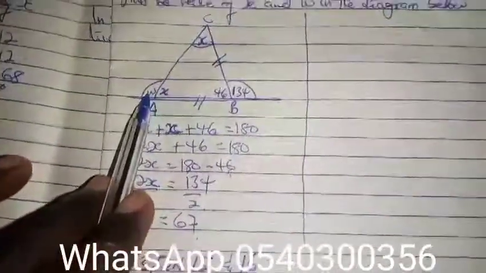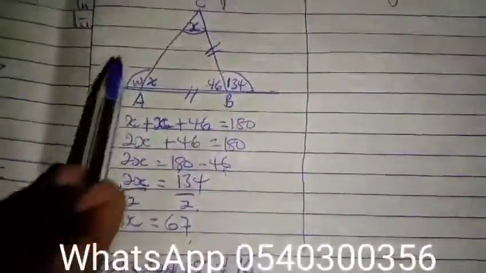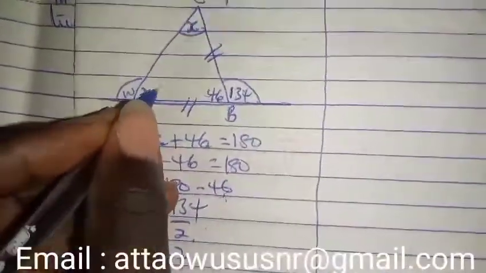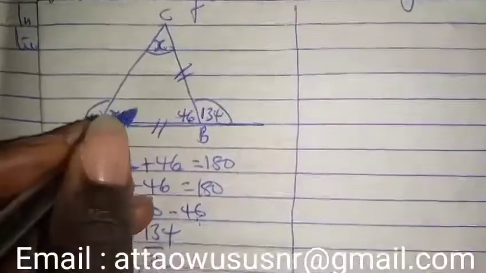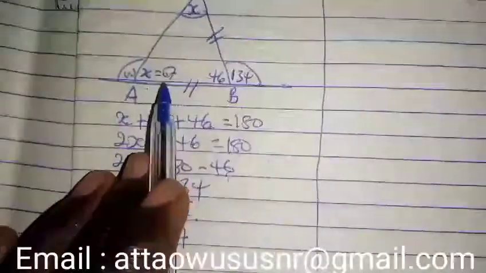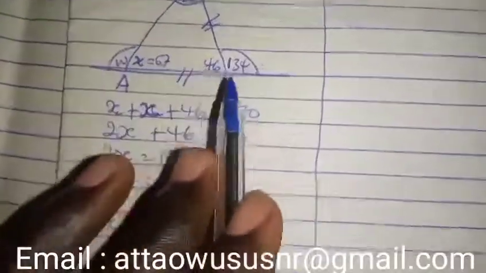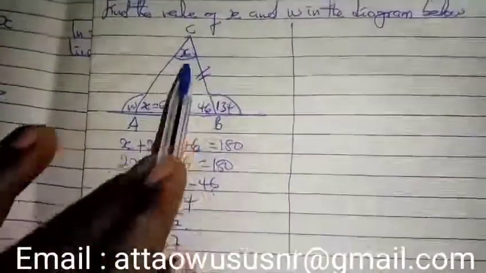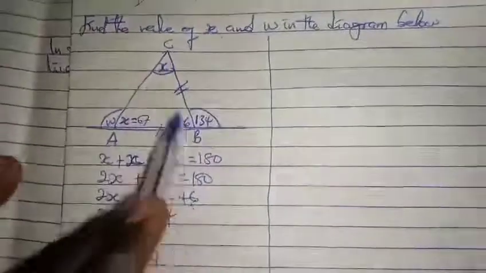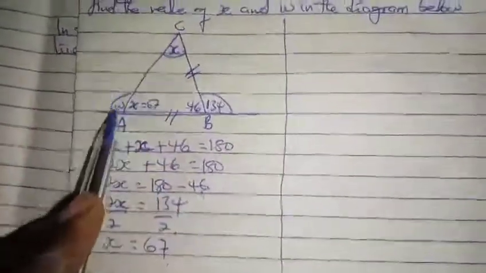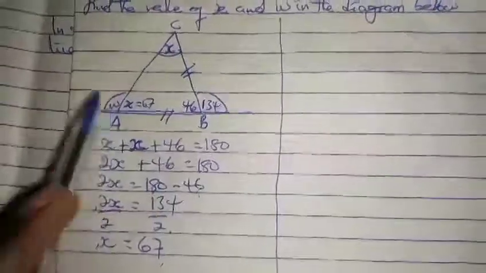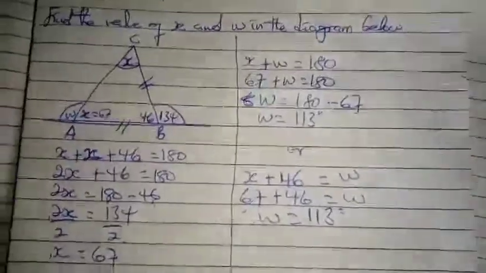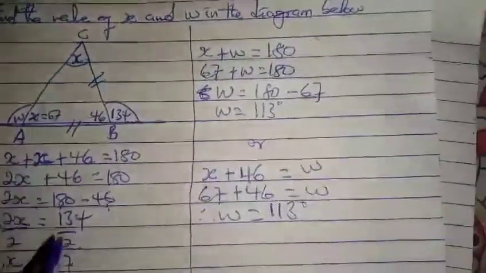Therefore, we can find W. It's either we use the angle in a straight line, and then we have found X, which is equal to 67. So 67 plus W is equal to 180. That is angle in a straight line. Or we have also learned that the sum of two interior angles is equal to the opposite exterior angle. So this plus that is equal to this. So you can use the two methods and then look at the answer. So these are how the two properties work.